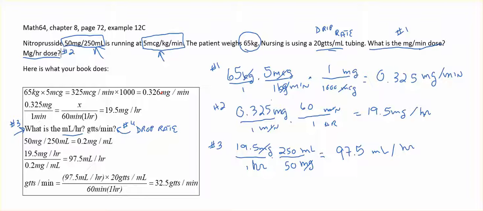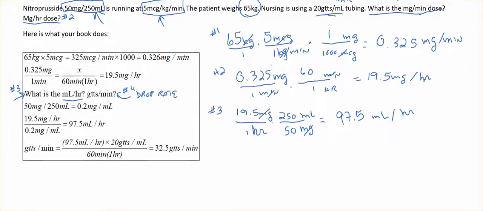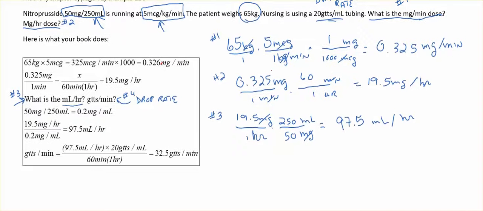Okay, so finally, let me see if I can scroll this down a little bit. Okay, I'm going to do question number 4 over here. Let me clean that up. Okay, and it's asking me, what is that in terms of drops per minute? Now remember, so far I have milliliters per hour. I want to go to drops per minute. Well, this is the guy that has the drops in it. Okay, 20 drops per milliliter. So I could use him to change my milliliters over to drops.